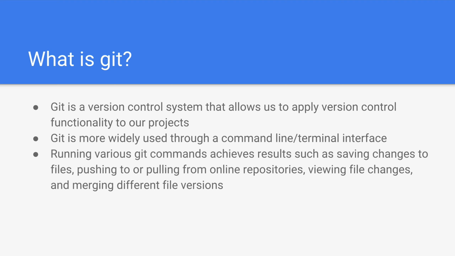Now, with Git, we can run various commands to achieve results such as saving changes to files, pushing or pulling from online repositories, viewing file changes, and even merging different file versions. So really, Git just is a way to integrate different aspects of version control into our own projects. So what about GitHub then?